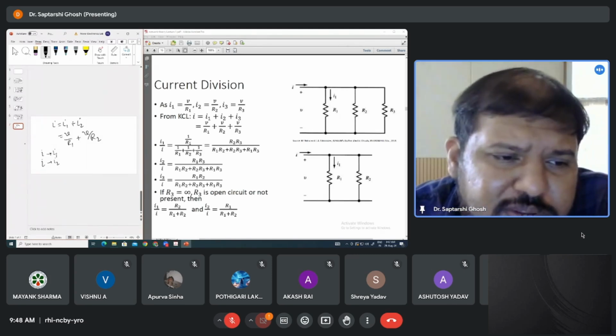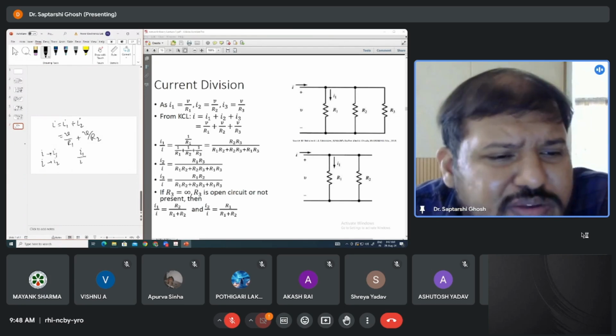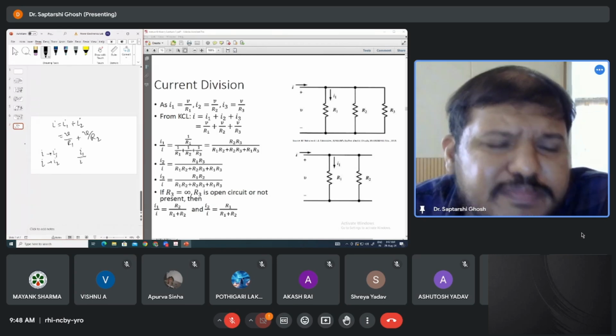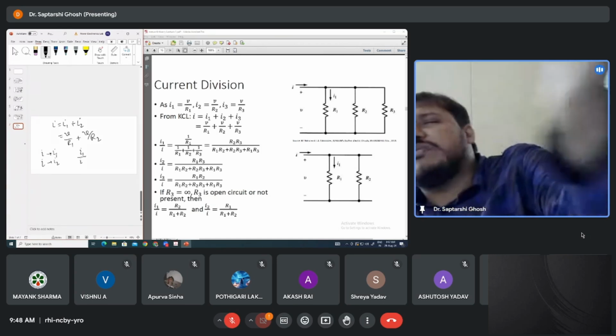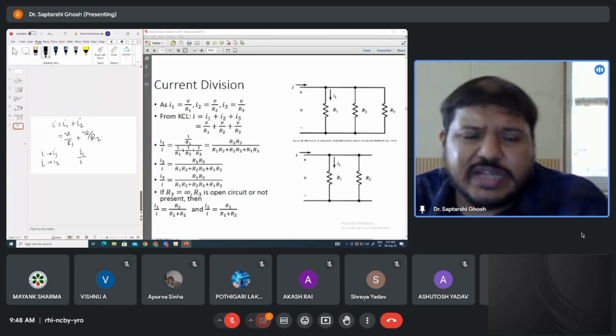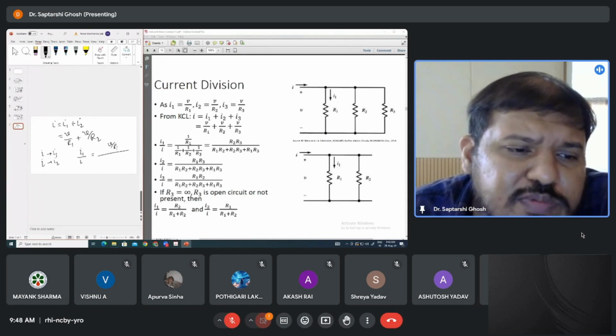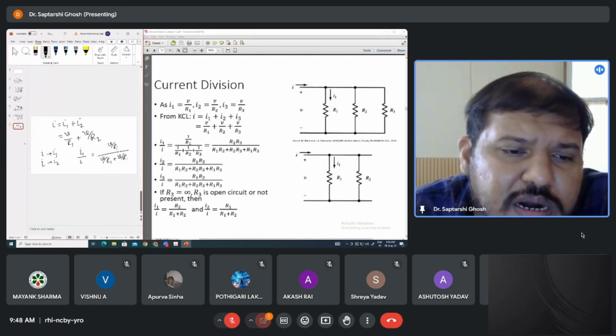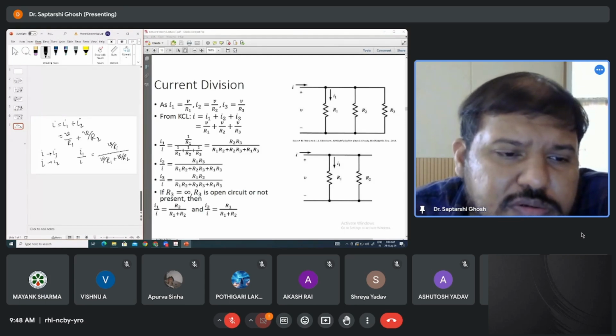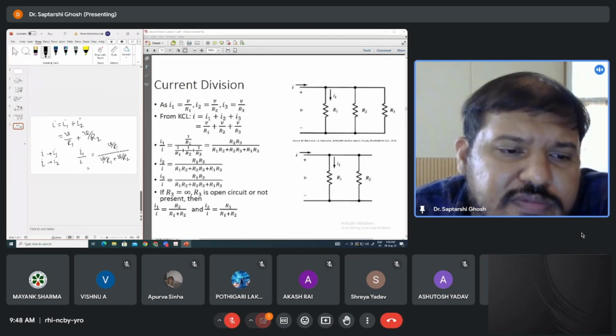For that we can find I1 divided by I. Then you can multiply by 100 in percentage terms. For example, 50% of the current is going to I1, 50% of the current is going to I2. In that way, you will get some idea. That's why you do I1 by I. What is I1 in the numerator? It will be V divided by R1. What will be I? We have already found out: V divided by R1 plus V divided by R2. In the denominator you can take V common, so this V and this V will get cancelled. So you will get 1 by R1 divided by 1 by R1 plus 1 by R2.